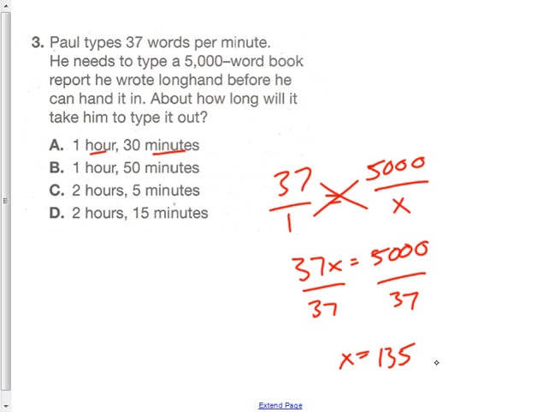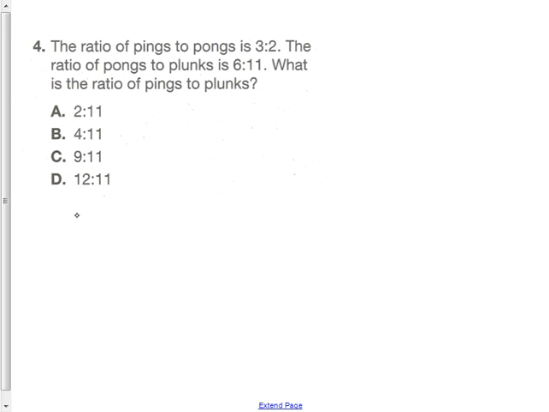Now, I'm going to go ahead and subtract 120 from that. 120 would be 2 hours. So right now, A and B are not going to be my choices at all. So if I do 135 minus 120, I have 2 hours, and there would be 15 minutes left over. So D would be the correct choice.